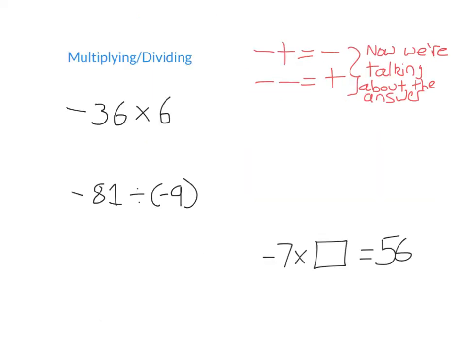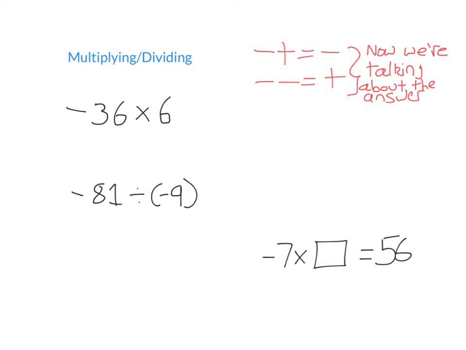Multiplying and dividing directed numbers is generally easier. The reason is you can just multiply or divide the numbers as normal, which you know how to do, and then you decide is your answer positive or negative. Now, these rules look similar to the ones on the previous slide, but they're a bit different. See, now when we're talking about multiplying or dividing, when I say a minus and a positive is a negative, we're talking about the answer.